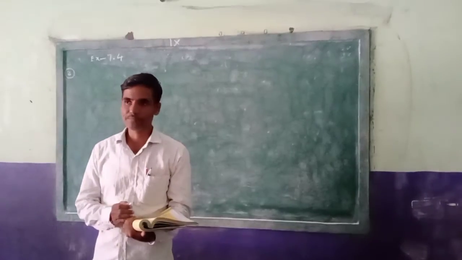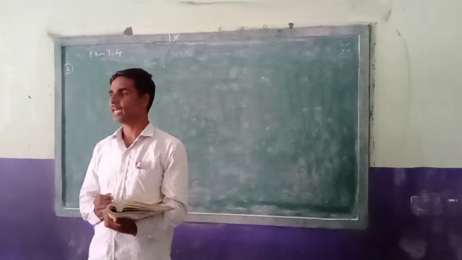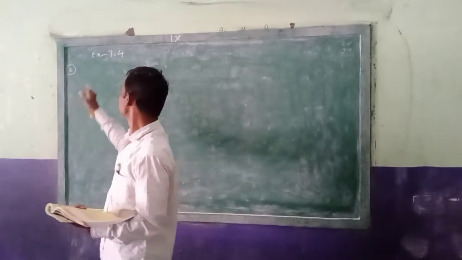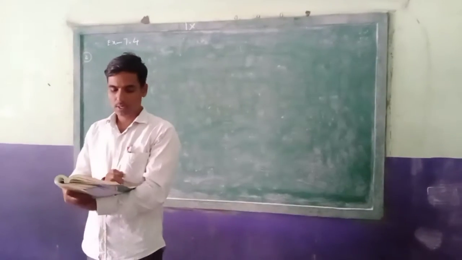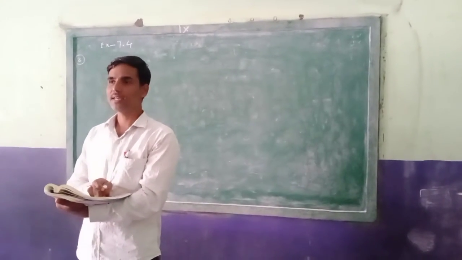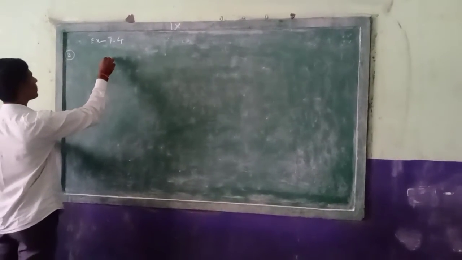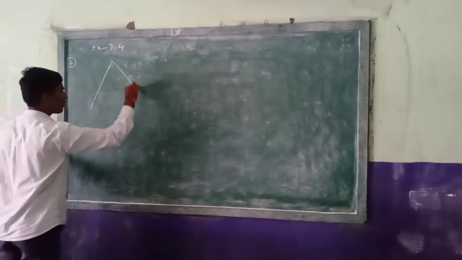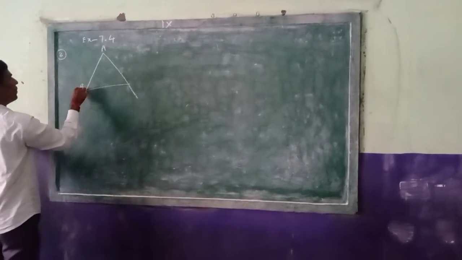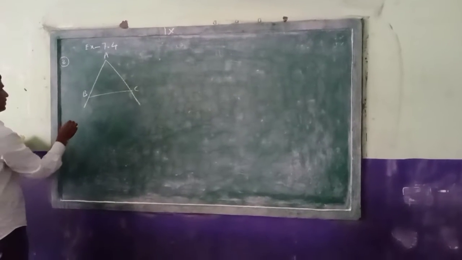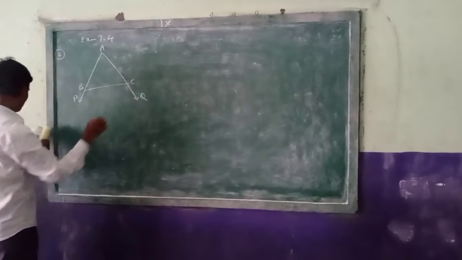We are discussing 9th class 7th chapter Triangles, exercise 7.4, second problem. In the adjacent figure, they have given a diagram with A, B, C, and D and Q given here.